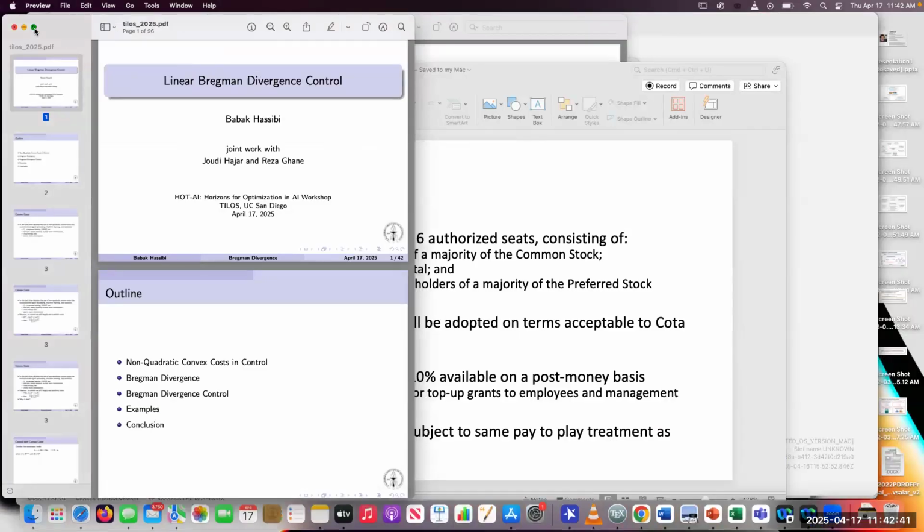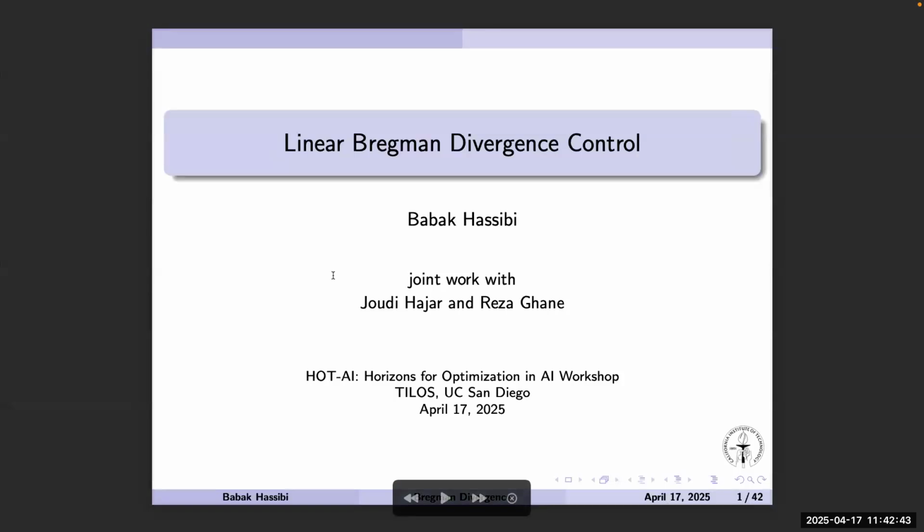So I want to talk about something a bit more related to optimization, which I guess is the theme of this. And so control is, I mean, I'll be talking about optimal control. So it is optimization. It's decision making. It's, as you'll see, online, and it has to look into the future. And so I want to talk about something I'm quite excited about. It's a new way of looking at stochastic optimal control problems. I'm calling it linear Bregman divergence control. That'll become clear pretty soon.